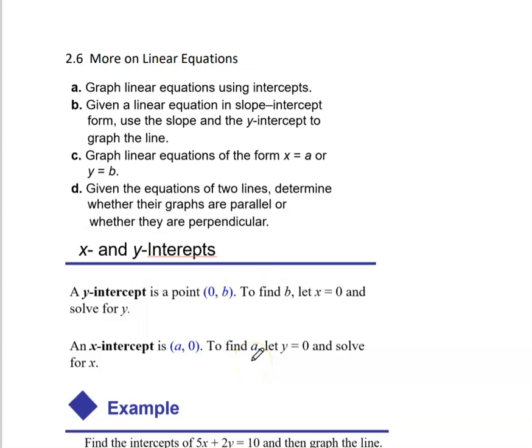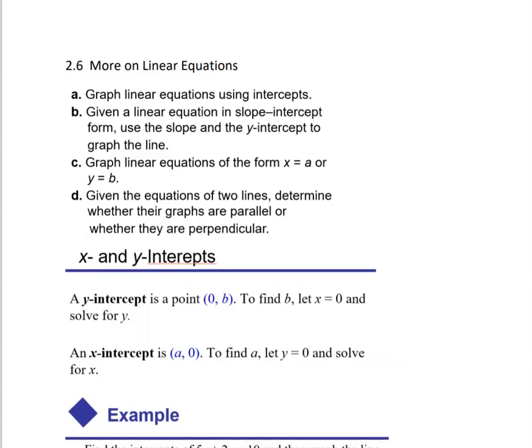Okay, we're going to be finishing the last two sections in Chapter 2, Sections 6 and 7. So we're going to be talking about more on linear equations. In this section, we'll graph linear equations using the intercepts. Given a linear equation in slope-intercept form, use the slope and y-intercept to graph the line. Graph linear equations of the form x equals a or y equals b. Given the equations of two lines, determine whether their graphs are parallel or whether they are perpendicular.